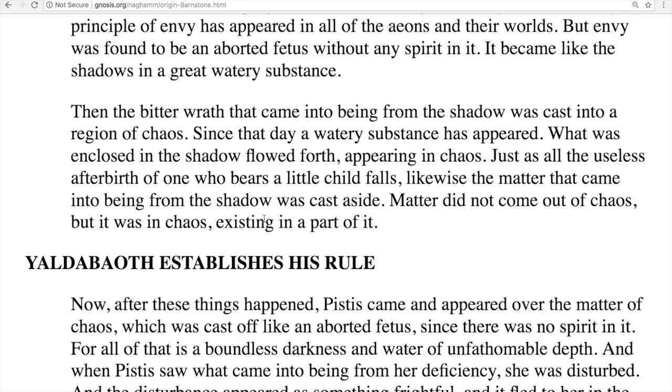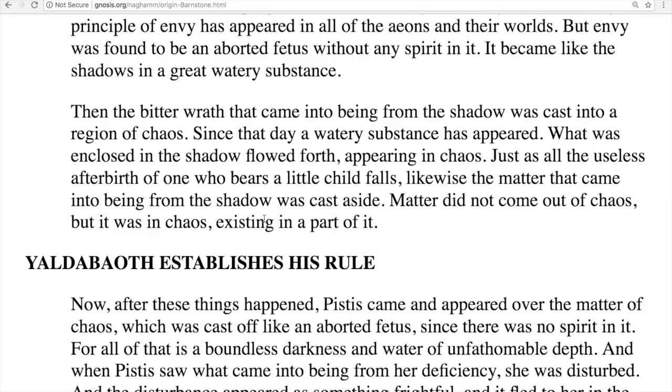What was enclosed in the shadow flowed forth, appearing in chaos. Just as all the useless afterbirth of one who bears a little child falls, likewise the matter that came into being from the shadow was cast aside. Matter did not come out of chaos, but it was in chaos, existing in a part of it. In other words, the design was already programmed into the chaos.